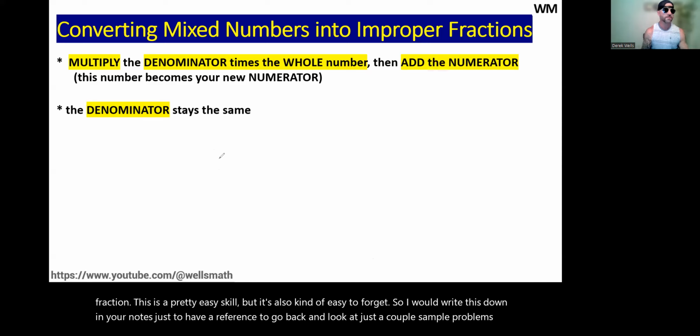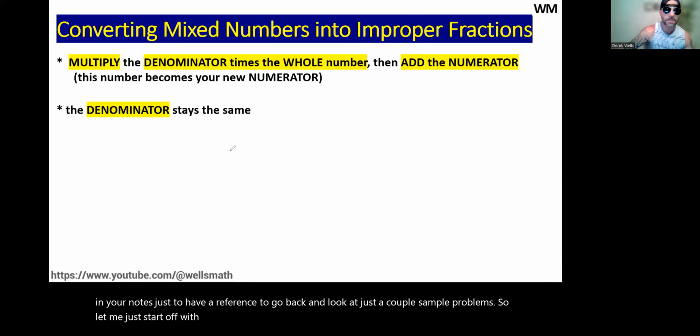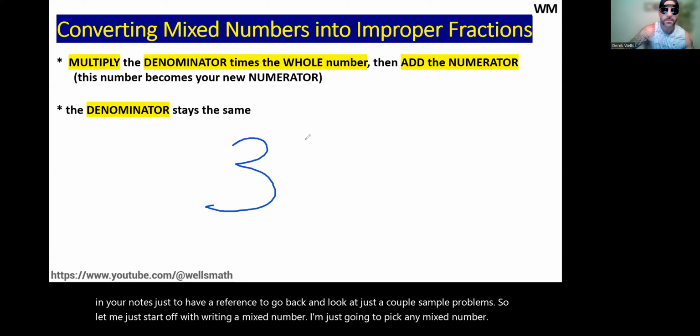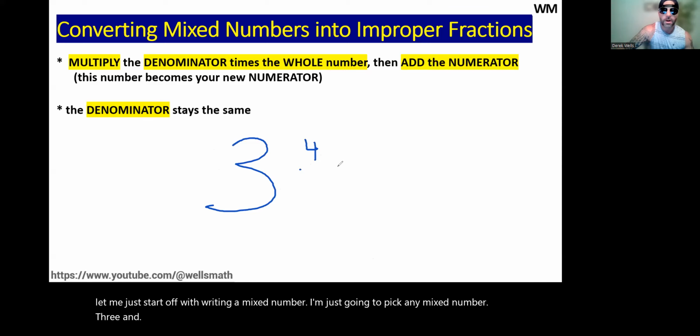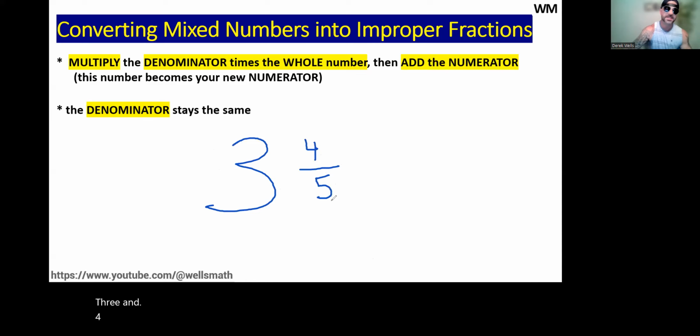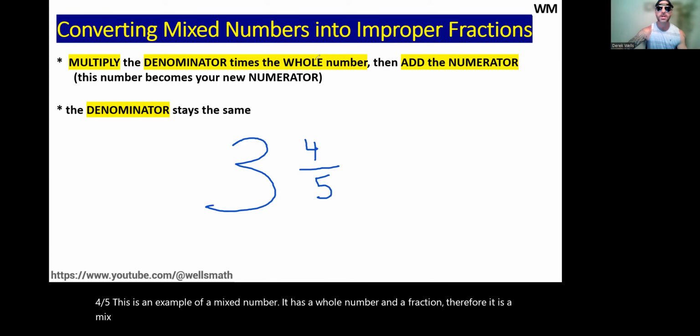So let me just start off with writing a mixed number. I'm just going to pick any mixed number, 3 4/5. This is an example of a mixed number. It has a whole number and a fraction, therefore it is a mixed number. And we're going to turn it into an improper fraction. So this is pretty simple.